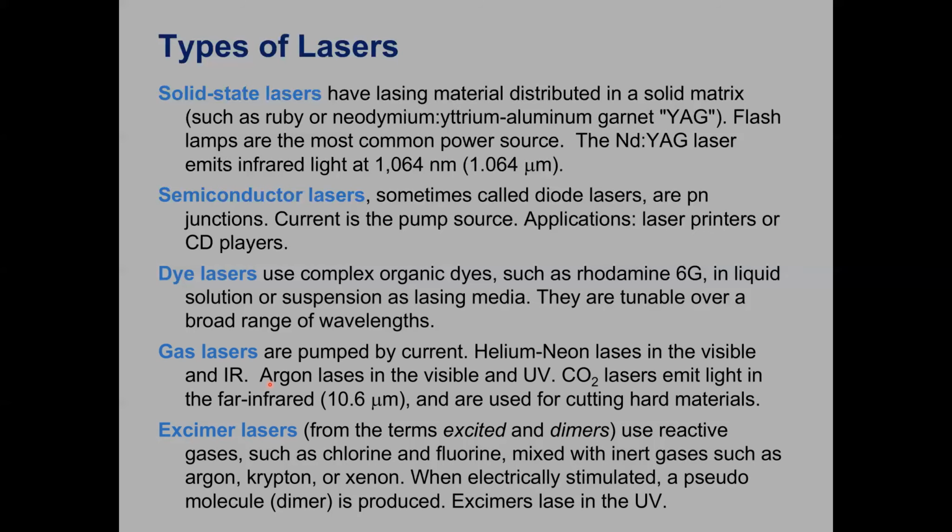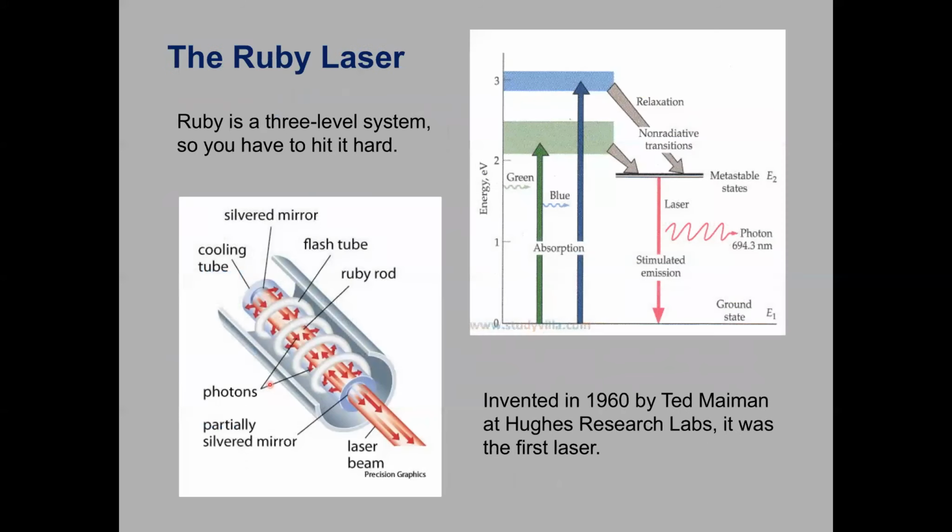So let's go through and look at some of these different types of devices. So as I showed you before, the ruby laser, just a different view of it. This was the first visible laser invented in 1960. However, it's called the first laser, but it wasn't the first application of stimulated emission. So the idea of a laser was invented before this, and it was first done with microwaves. And at the time, that was called a maser, short for microwave amplification by stimulated emission of radiation.